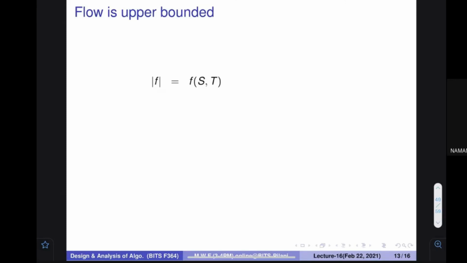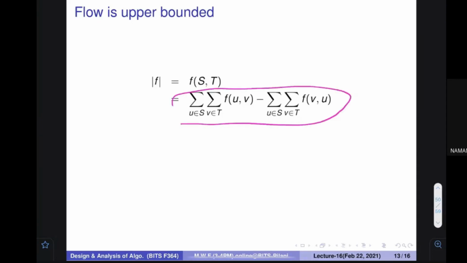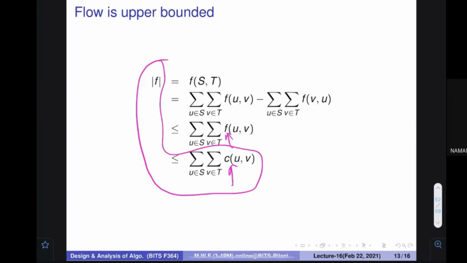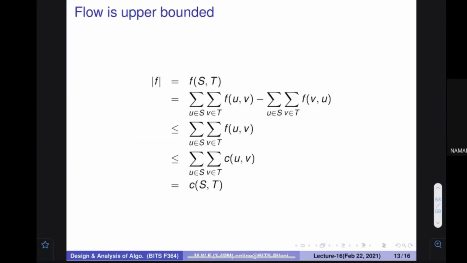This flow is also upper bounded. We can say that because we have just seen that it is F(S,T), and this is the summation that we have just seen a few minutes back. Here, if I drop this negative term, the total summation becomes greater. I can put greater than over here, and since this value is upper bounded by C, we can say that the flow is upper bounded by the capacity. Again, the same thing, flow is upper bounded. And therefore this quantity, which a few minutes back we defined as the capacity of the cut (S,T), this is our definition, so we can also call this the capacity of (S,T).